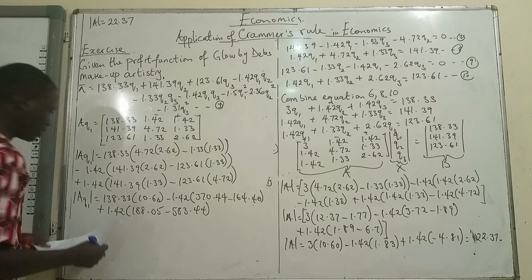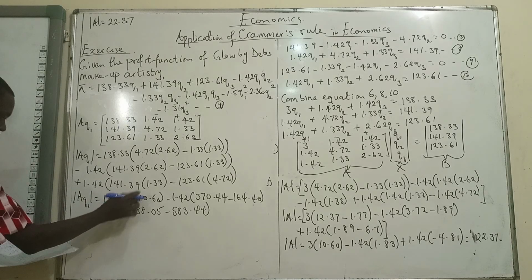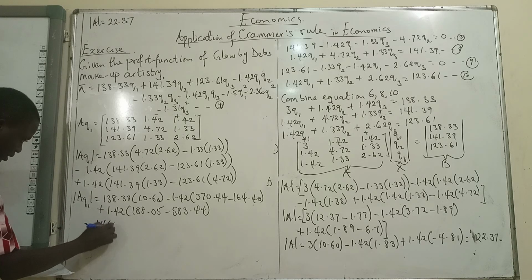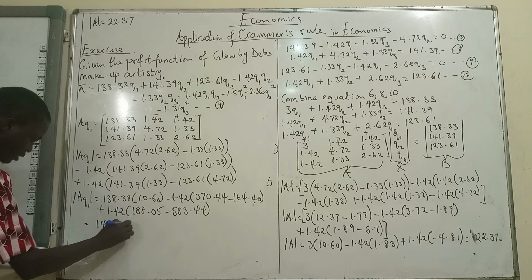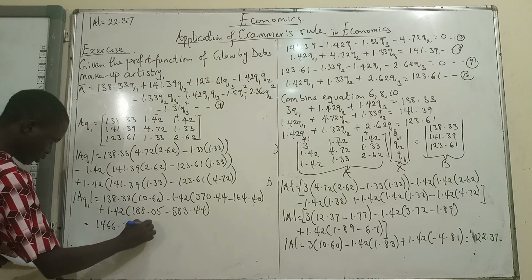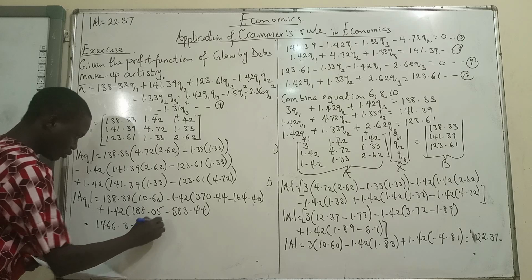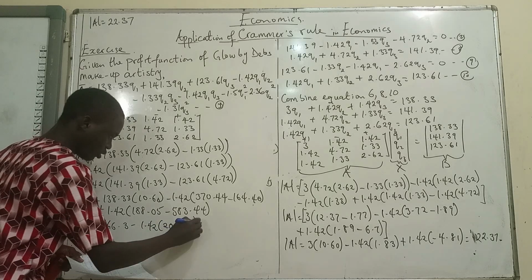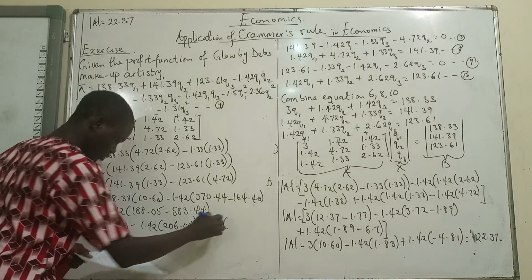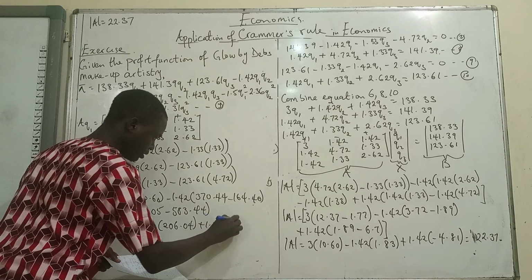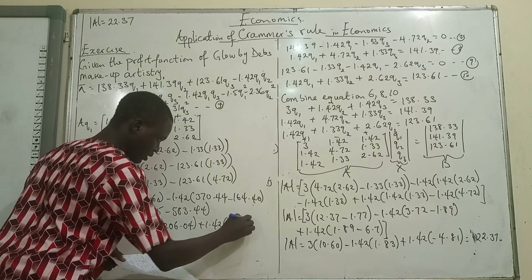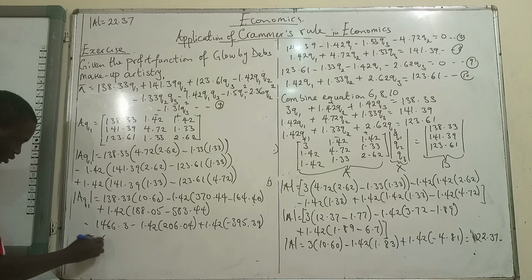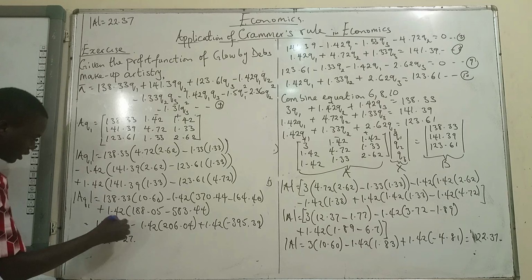So by the time we do the whole thing out, this multiplied by this, equals 1466.3 minus 1.42 into brackets 206.04, okay, then plus 1.42 into brackets minus 395.39. So solving the whole thing out, it's going to give us 612.27. So that's what we are going to get.